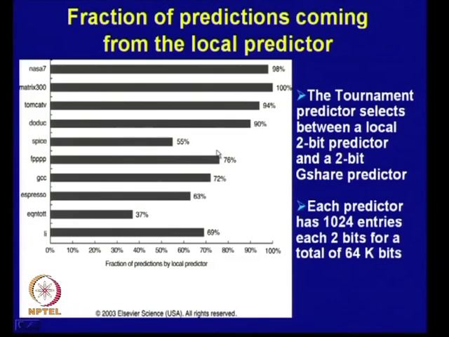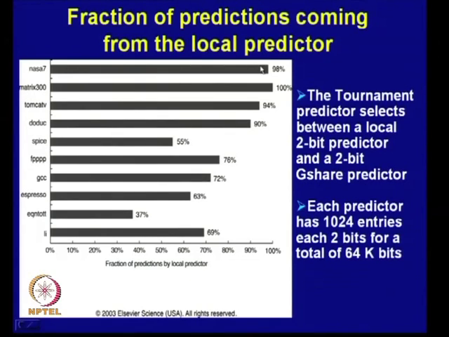So, as you can see the tournament predictor selects between a local 2 bit predictor and a 2 bit GCR predictor, the GCR predictor which I have already discussed earlier, which is a correlating predictor which uses global information for the purpose of prediction, and each predictor has 1024 entries, each of 2 bits, for a total of 64 kilobits of information.